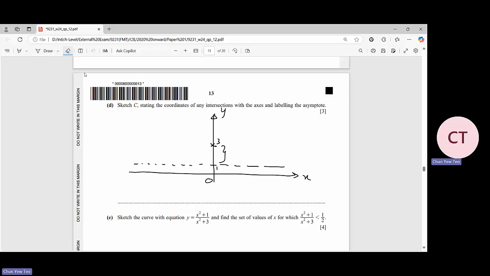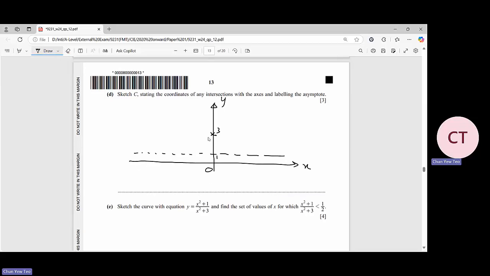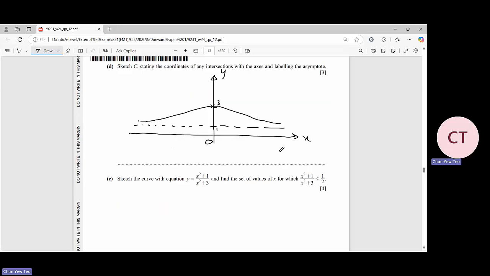And then you have a stationary point at 3. So obviously this must be a maximum point. So your graph must go like this, reach the maximum, and then go down. So this will be the graph for D. Now remember, don't draw freehand. Draw using proper scale.